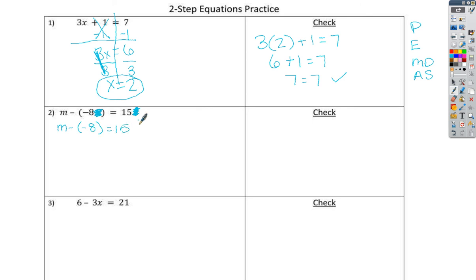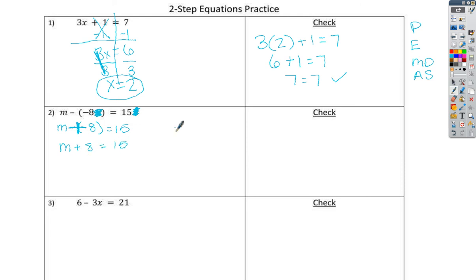Now, since we have a minus and a negative number, we have to do keep, change, change. It's the only time you'll have to do keep, change, change when you're solving one and two step equations, when you have a minus and a negative. Now, I remember that I have to do keep, change, change because I can connect these two lines, and this one parenthesis looks like a big plus sign. So I know it's going to be m plus 8 equals 15.